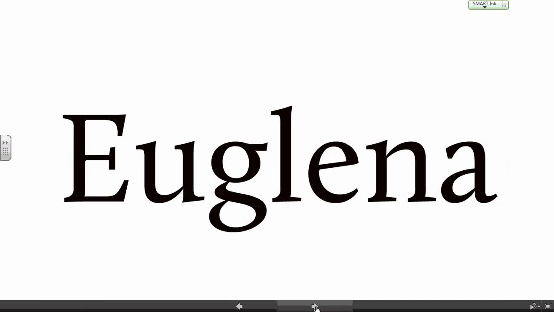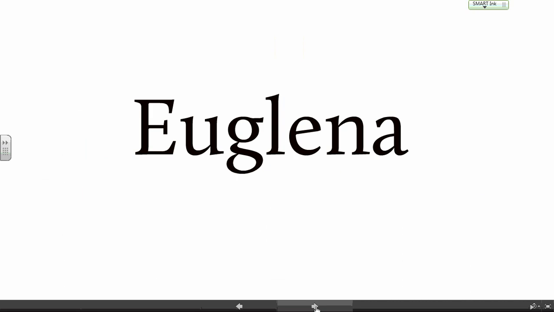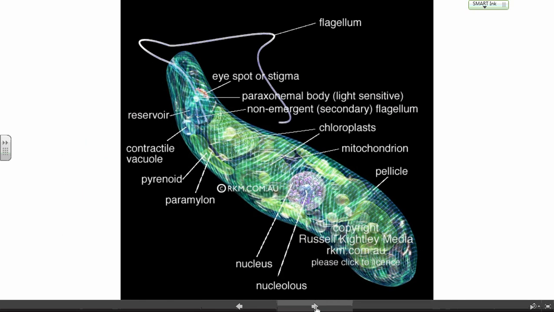So scary stuff. We already talked about Euglena a little bit. Euglena is not so scary. There's our Euglena. Remember, it's one of the protists that we said is mixotrophic. Can be heterotrophic, can be autotrophic. Important part of the food chain. Sort of like an animal, sort of like a plant.